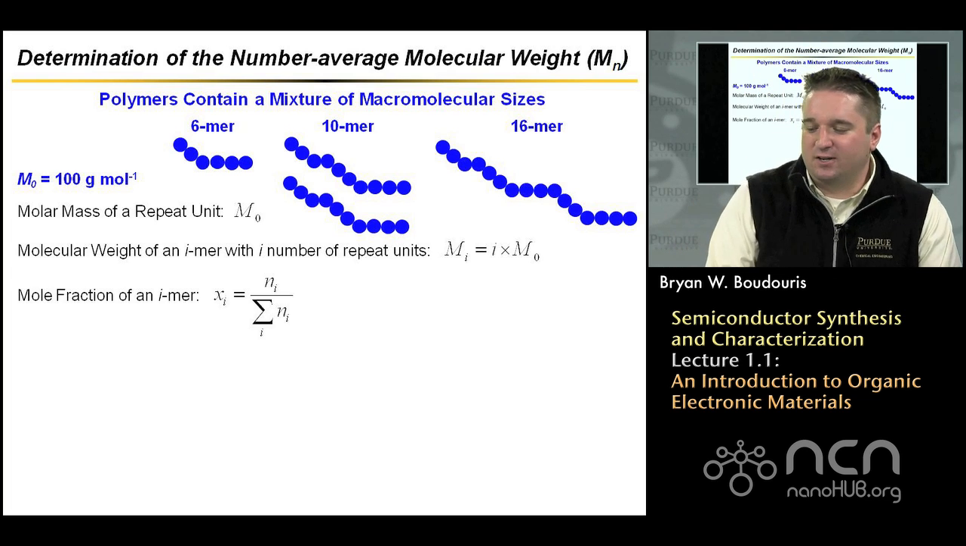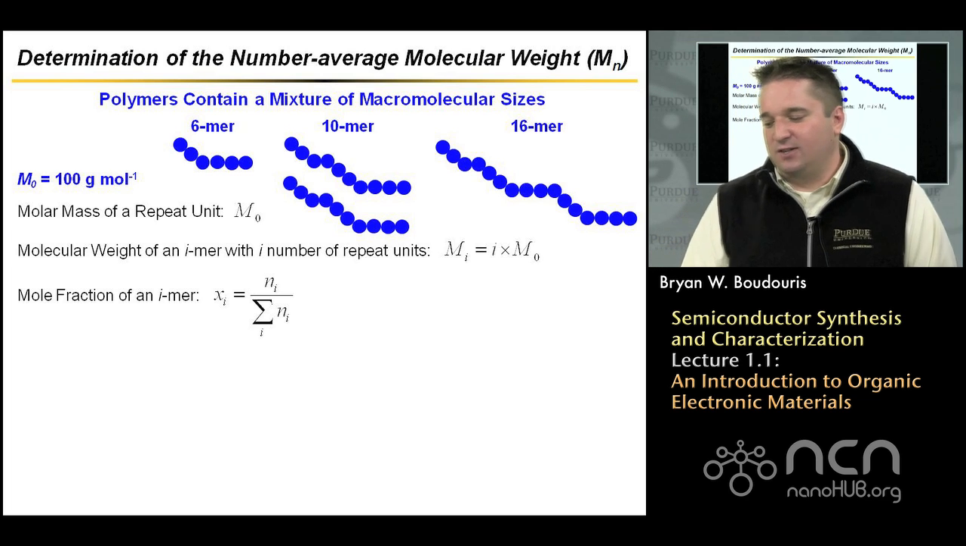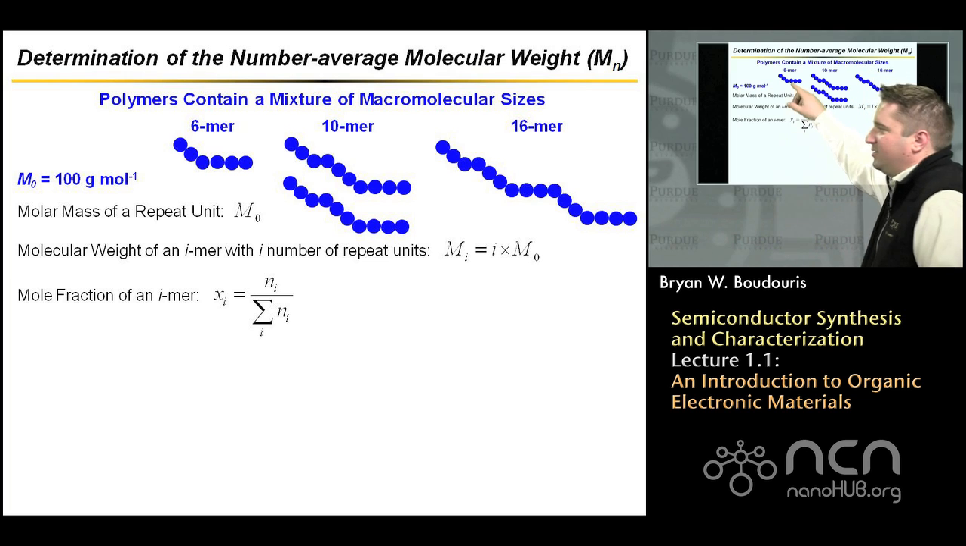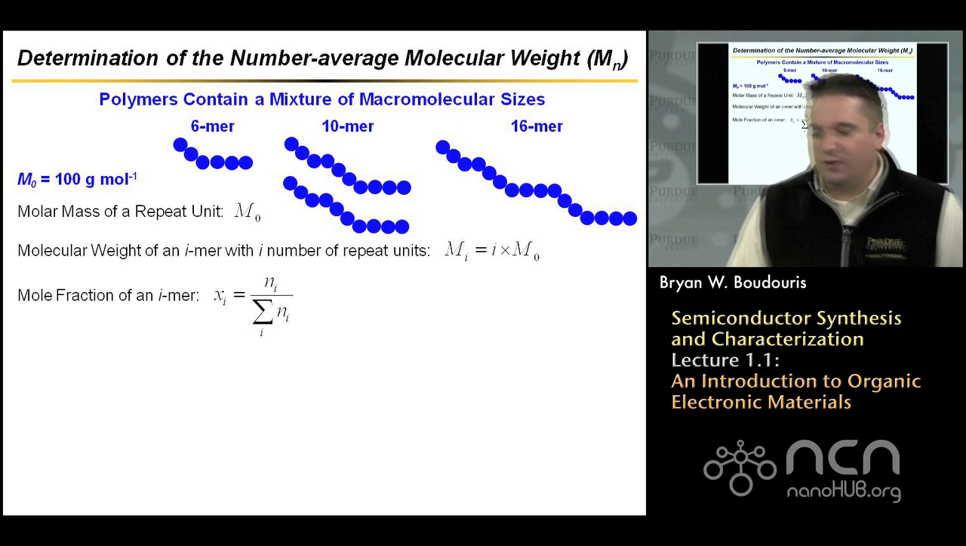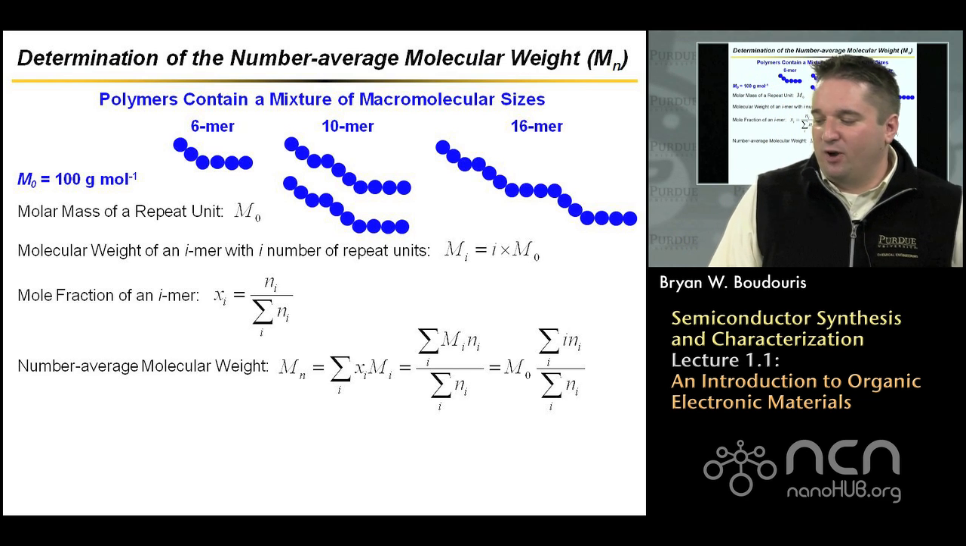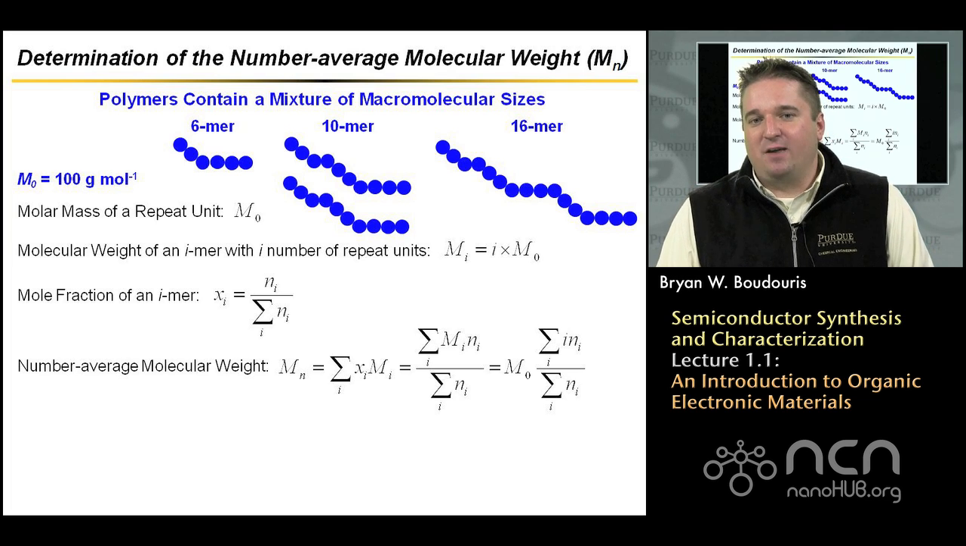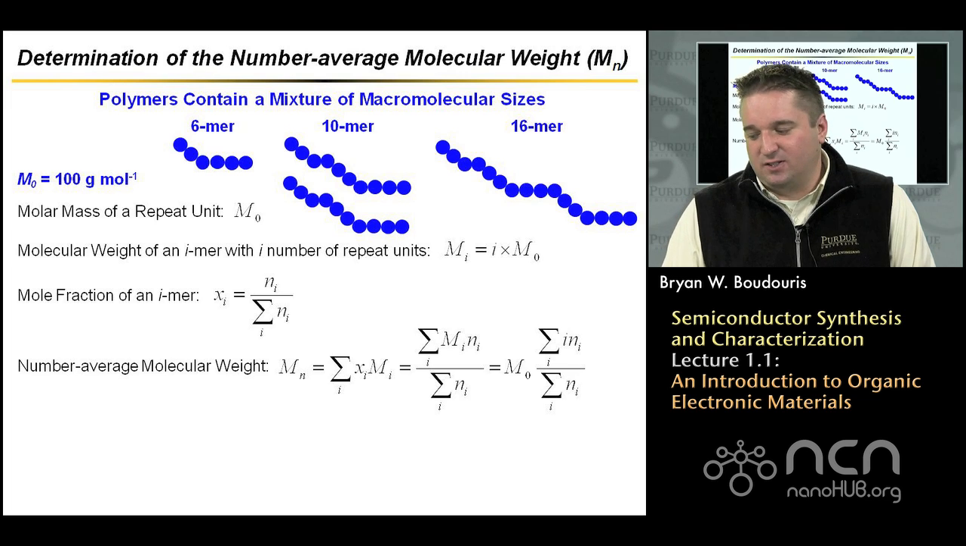Well, the way we average it is to take the mole fraction. We know that the mole fraction is the number of species i, for this case 1, 2, or 1, divided by the total sum. So this would be 1 plus 1 plus 1 plus 1 is 4. The mole fraction of 10-mers in this case is 2 over 4, or 50%. To get the number average molecular weight, we're just going to take that mole fraction and multiply by the molecular weight of the i-mer: the 6-mer, the 10-mer, the 16-mer.